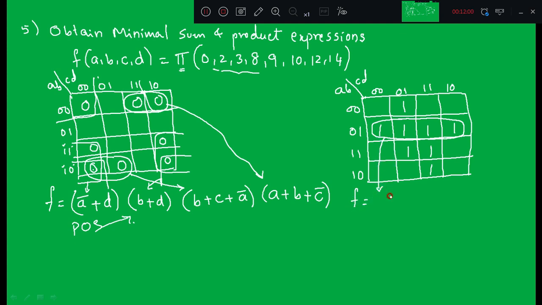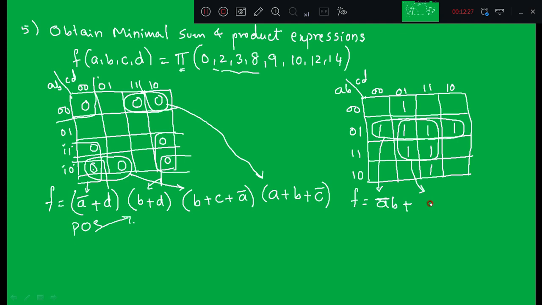For this grouping, what is the expression? It is A bar B. Now you are writing the minimal sum or SOP expression. So since you are grouping ones, wherever 1 is there, you have to write the input variable in its true form, right? If you find it 0, you write it in its complemented form. Next, plus. These 4 can be grouped, right? So what is the expression for this grouping?